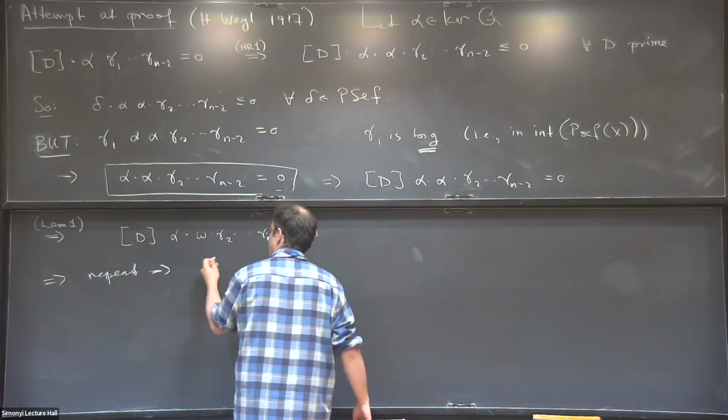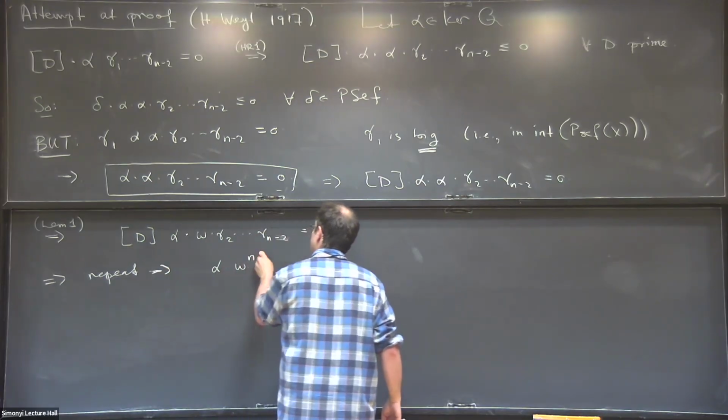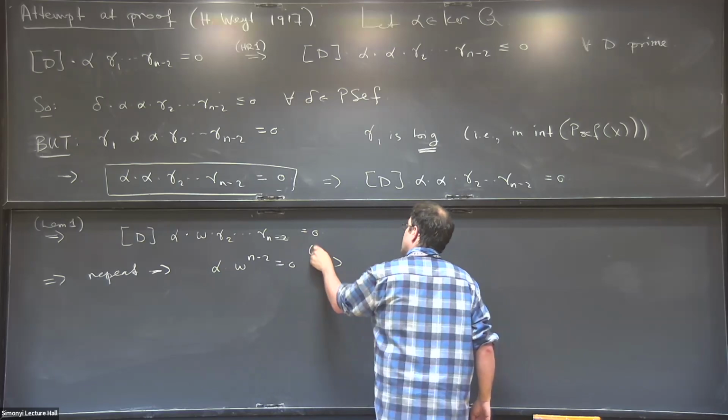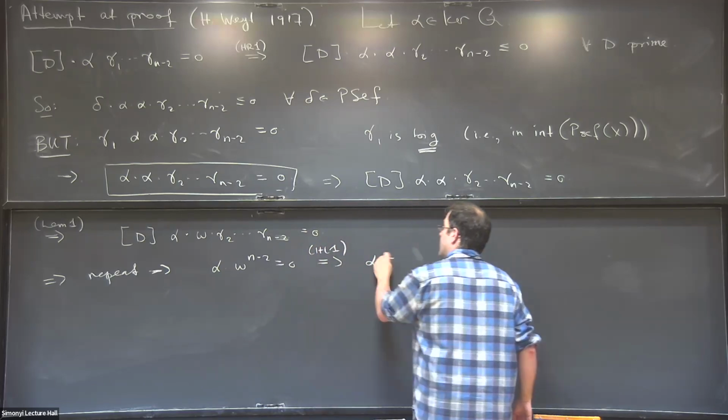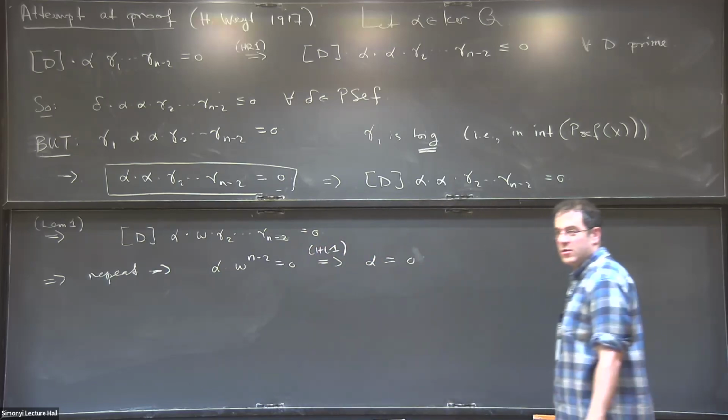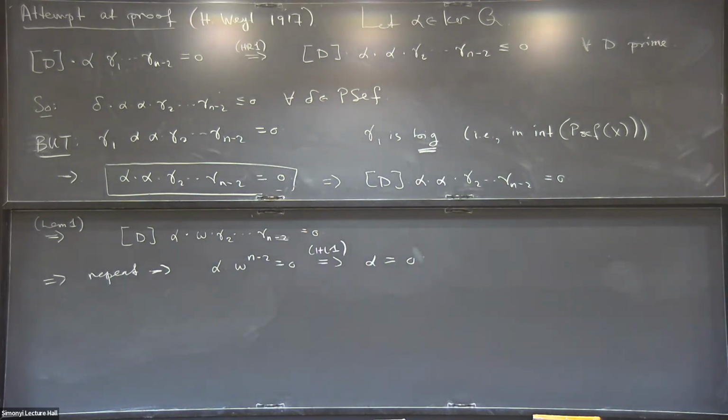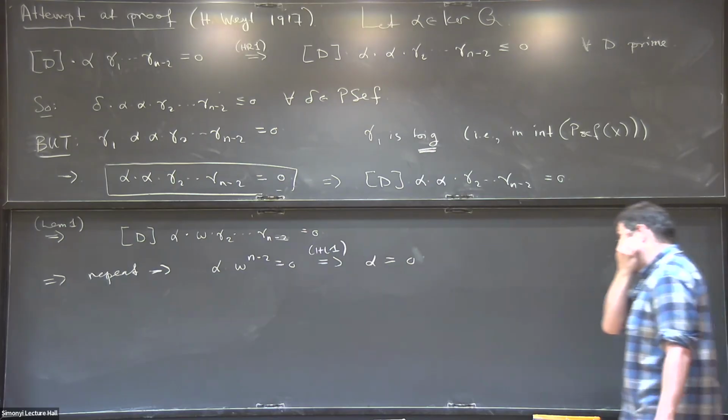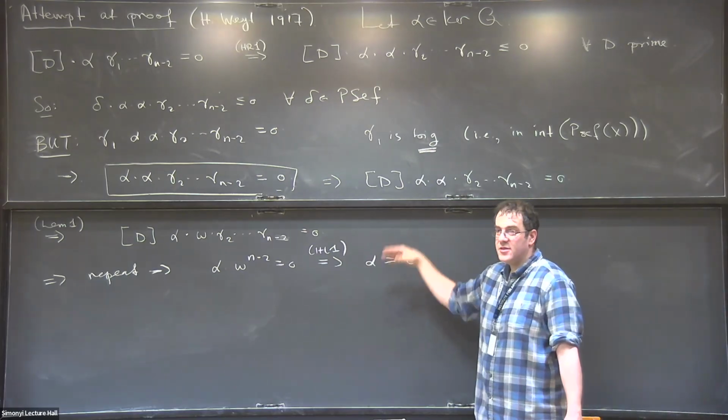Right, so if I repeat this, I will get that alpha dot omega to the n minus 2 is 0, which means that by HL1, alpha is 0. That's what I proved, which cannot be right because we know that there are many situations where that's not true. So I cheated you some. But this is the basic argument.